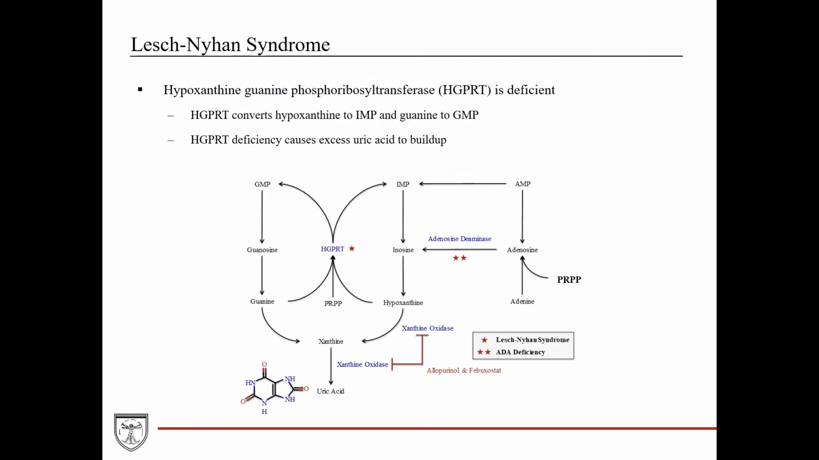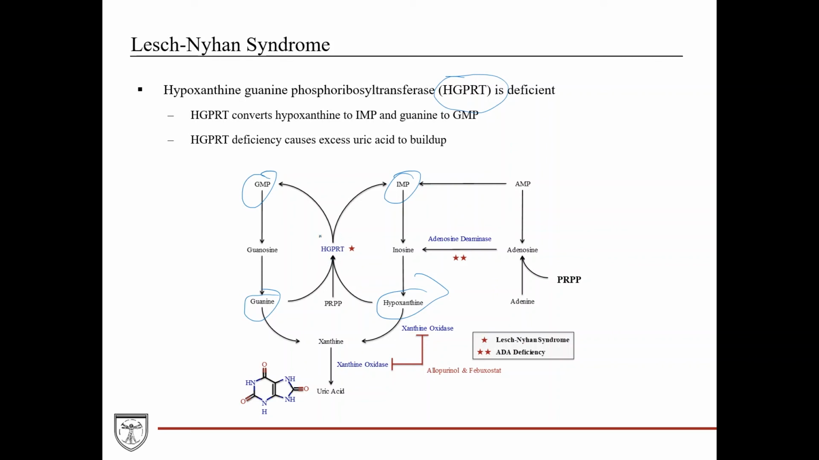All right, lastly here, Lesch-Nyhan syndrome. So this is another very unfortunate disease. These patients are deficient in HGPRT. If you remember, this is the purine salvage pathway enzyme. It takes guanine, converts it into GMP, takes hypoxanthine, converts it into IMP. So what happens is, remember, the purpose of purine salvage is to prevent increased levels of uric acid and also provide new substrates for purine synthesis.